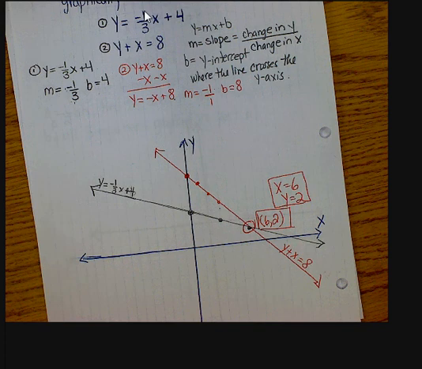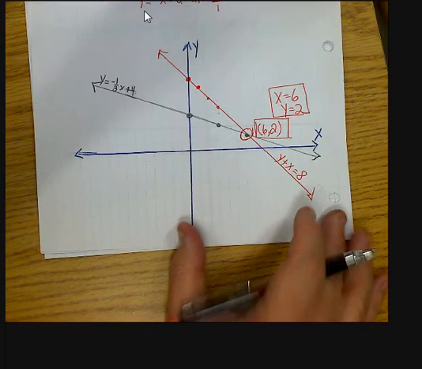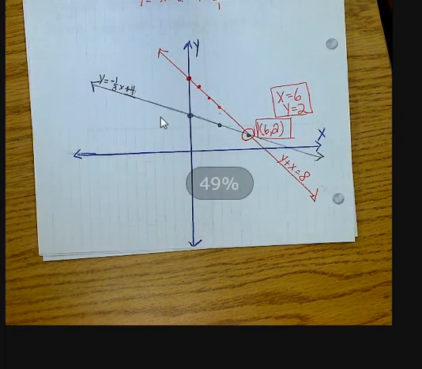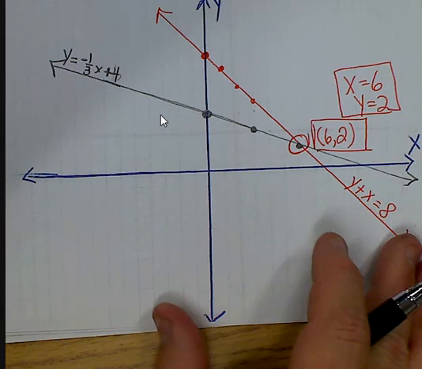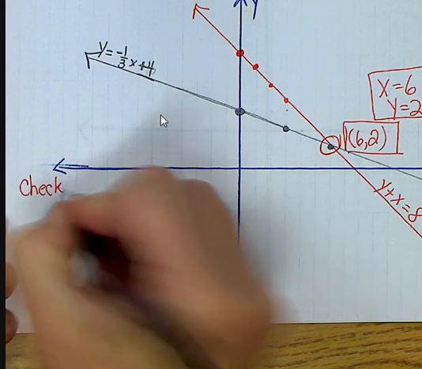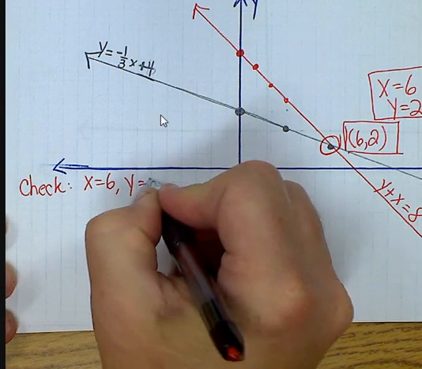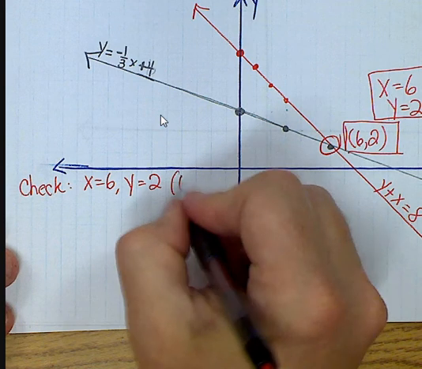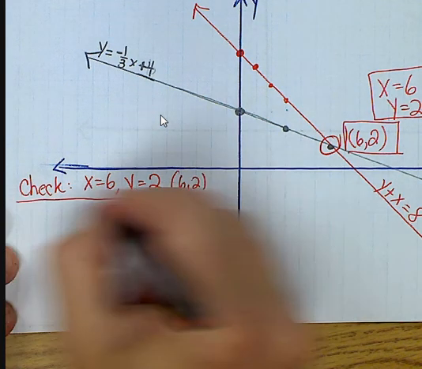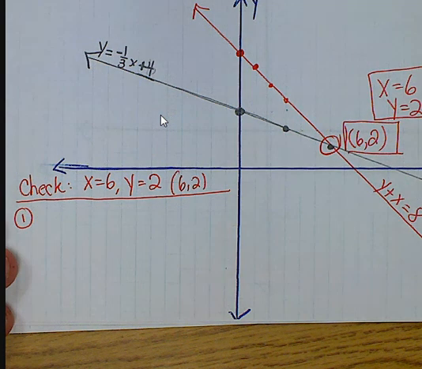We okay? Okay? And then the last thing we're going to do is check. I'm going to write the check down here on the bottom. See if I can blow this up a little bit so you can see it. The way we check is we write down the word check, and we write down what we're checking: x equals 6, y is equal to 2. You can write it that way or as a point, 6 comma 2. Doesn't matter. I'm going to check it in equation 1 first. That's why I number my equations.